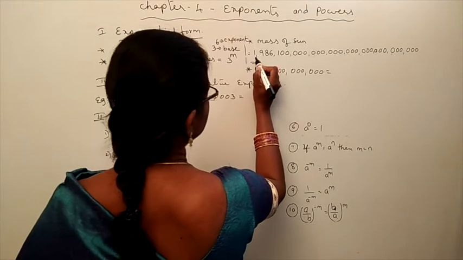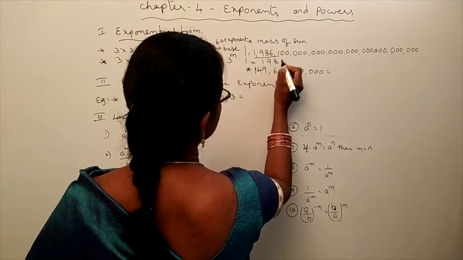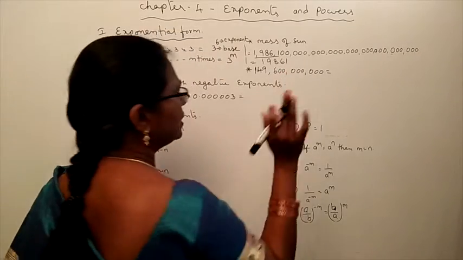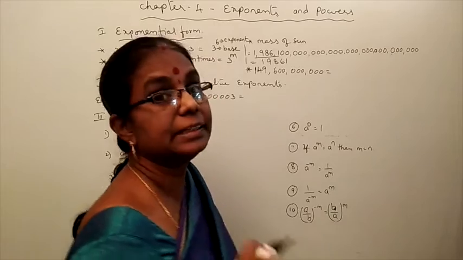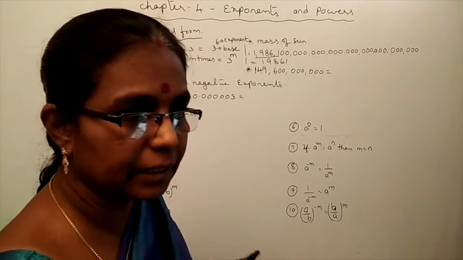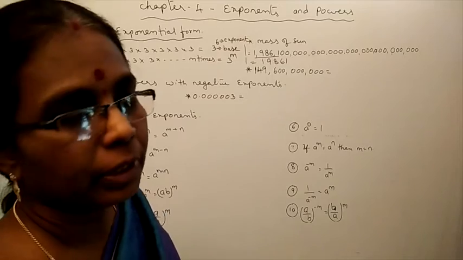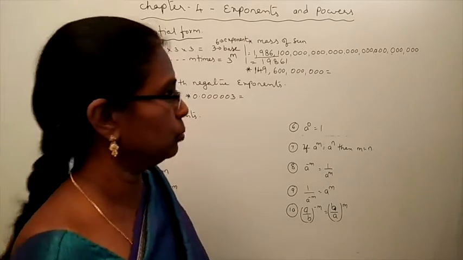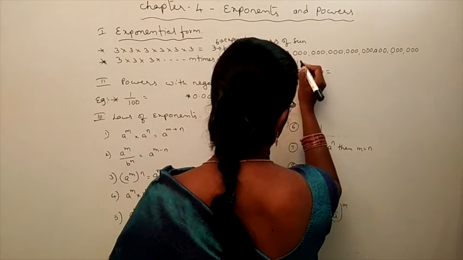Now, what is the number here? 1, 9, 8, 6, 1, and all the remaining are zeros. What is the meaning of zeros? They mean powers of 10. 100 means 10 square. 10 means 10 to the power of 1. 1000 means 10 cube. Like that, the zeros are powers of 10.